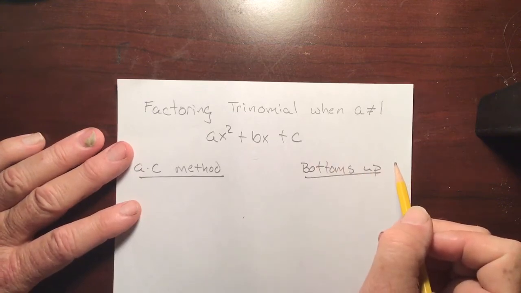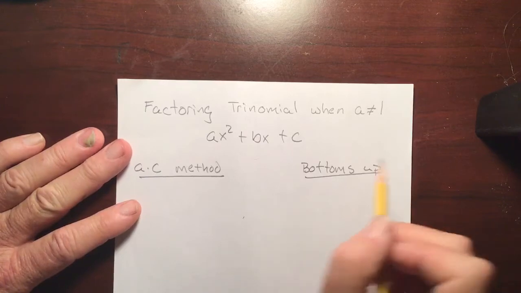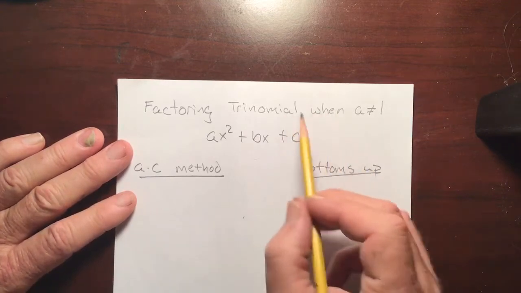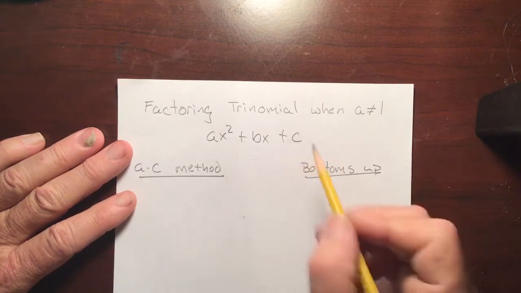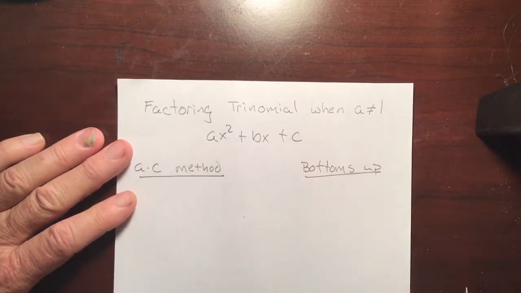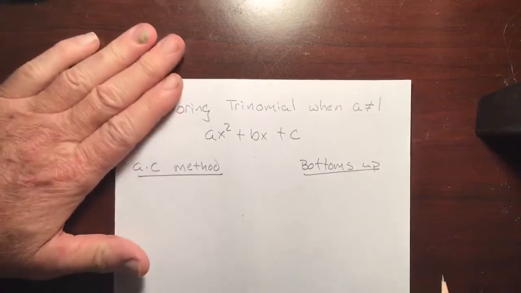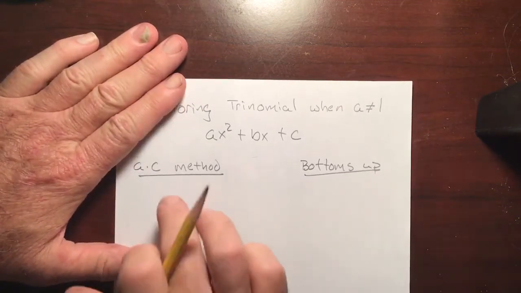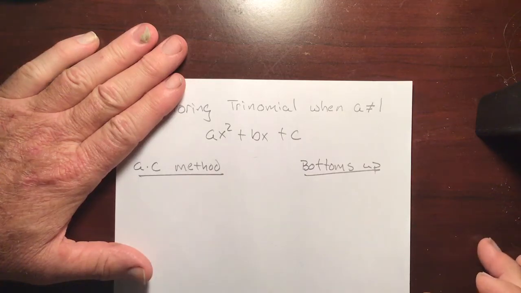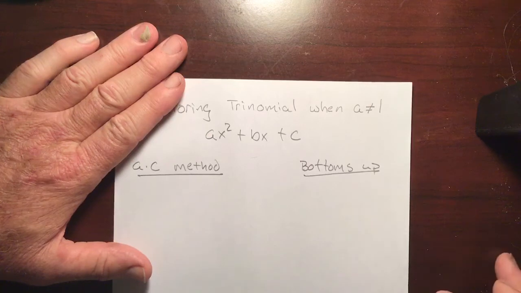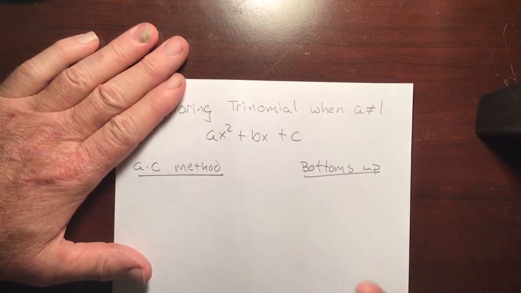If you're okay with factoring by grouping and factoring a trinomial when a is equal to 1, you pretty much got everything done to do the AC method. And I'm going to show you two ways. I'm going to use the AC method and I'm going to use the bottoms up. I like the AC method because it's got two built-in checks in it. The bottoms up doesn't, but you're doing everything the same.